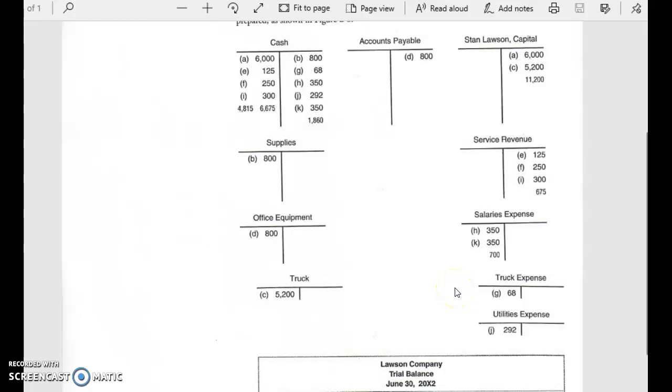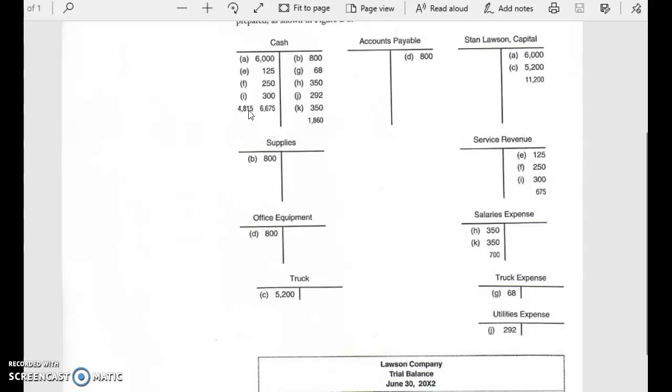So now we're going to continue with the Lawson Company. We have prepared the T accounts, and you'll notice that on the T accounts we have numbers at the bottom. We have extra numbers. This is called footing the account. What footing the account does is it gets the account balance for each of these accounts.